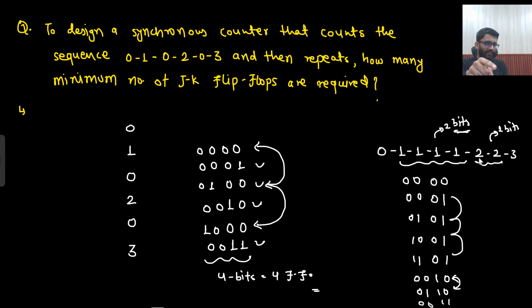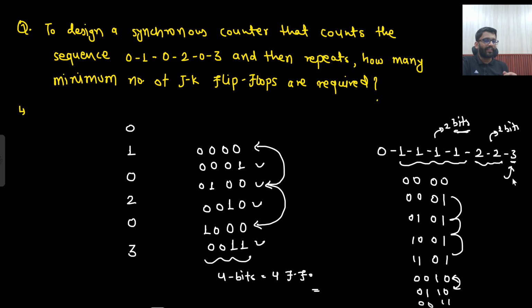So 2 bits for this and 2 bits to represent 3. So 2 plus 2, 4 bits you require. So the answer will be 4 flip-flops. I hope you are understanding it. To represent the numbers, I need 2 bits, because if I am getting state 3, then at least 2 flip-flops have to be there. From only 1 flip-flop you can get 0 and 1 only. So if I need state 3, then at least 2 flip-flops have to be there. So if 2 flip-flops are there, it is fine.